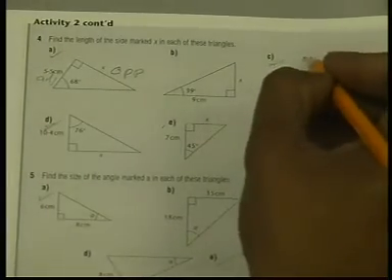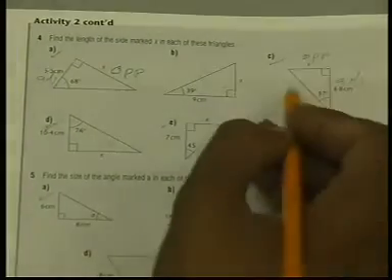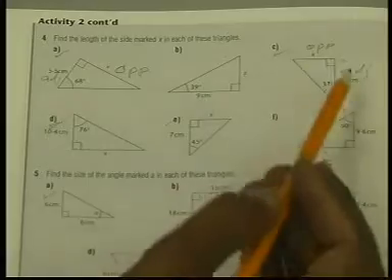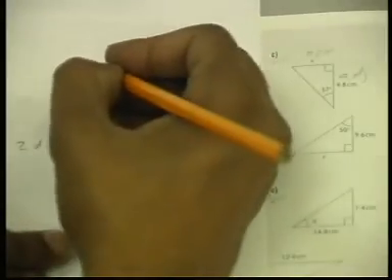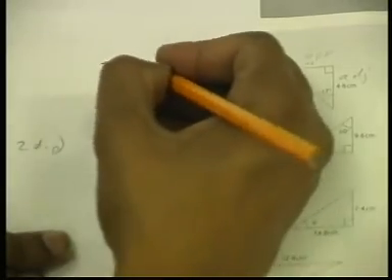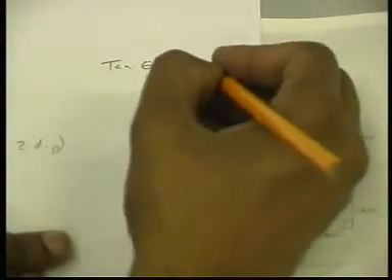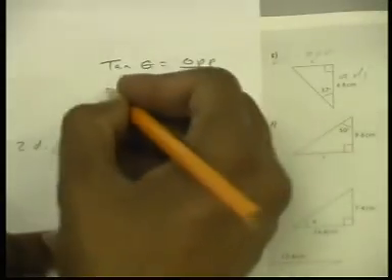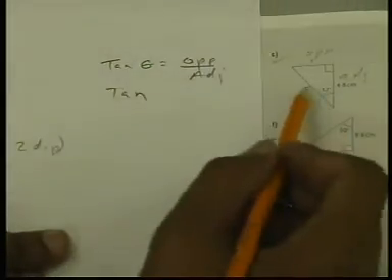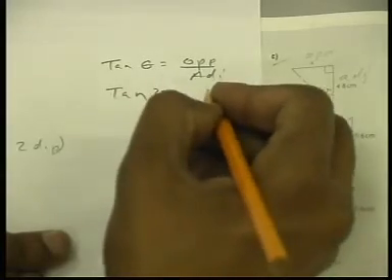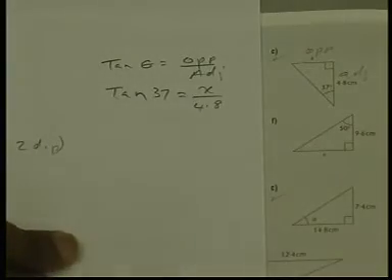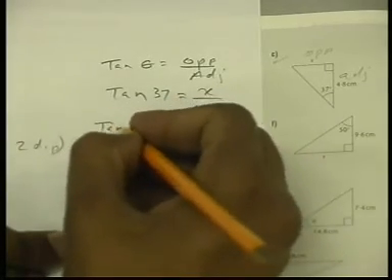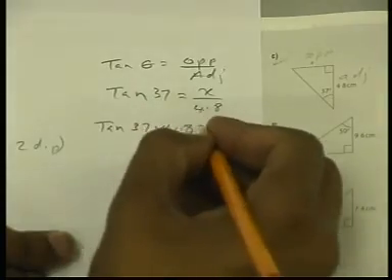Well, that's the opposite that I'm to work out. They've given me the angle and they've given me the adjacent. I don't need to worry about the hypotenuse. So again, which one uses the opposite and the adjacent? It's the tan rule. So just like before, tan theta equals opposite over adjacent. So tan 37 is equal to the opposite, which is x, over the adjacent, which is 4.8. Now it's just basically rearranging. So tan 37 times 4.8 is equal to x.